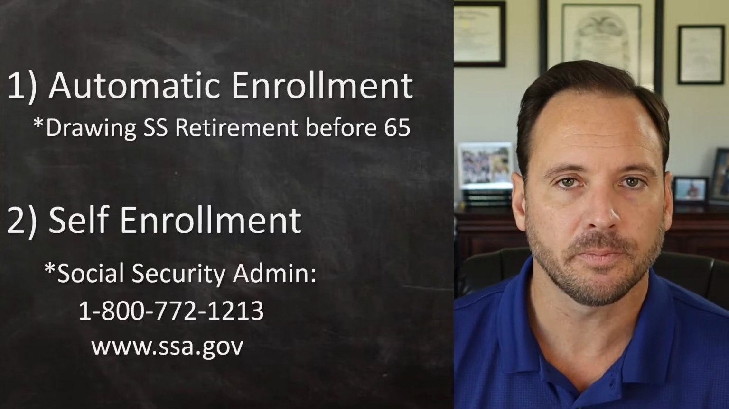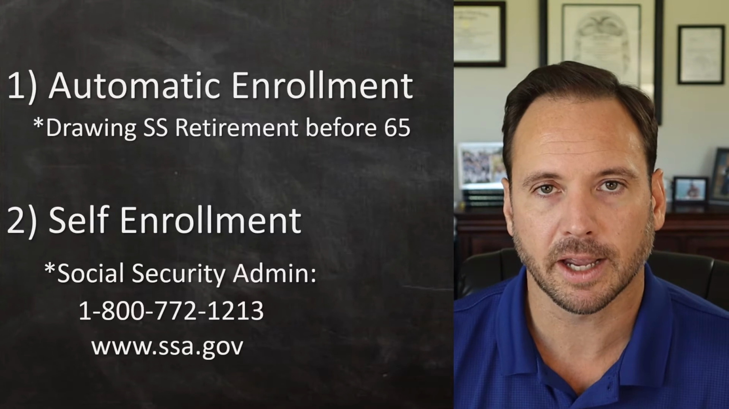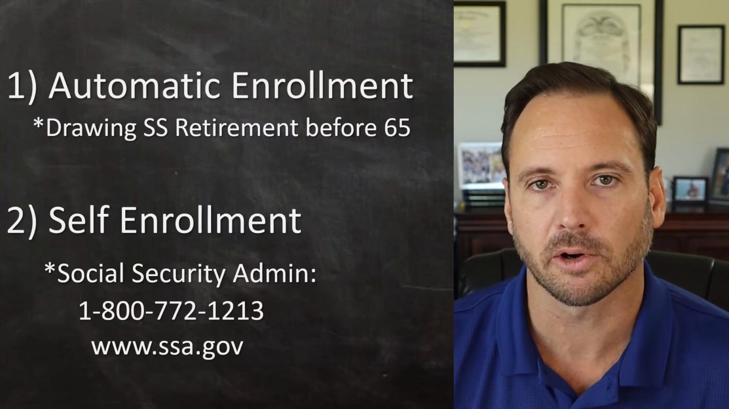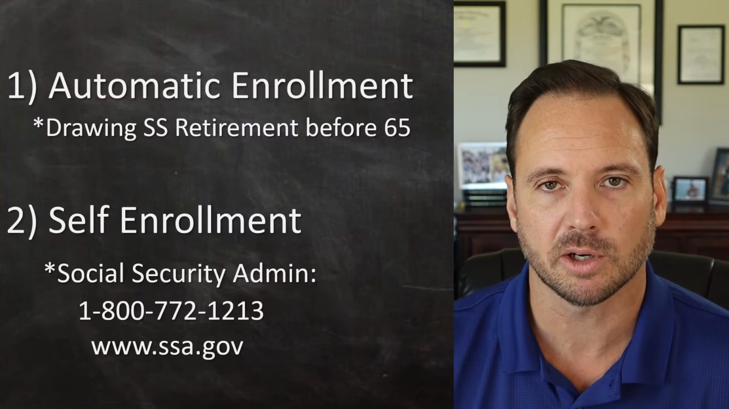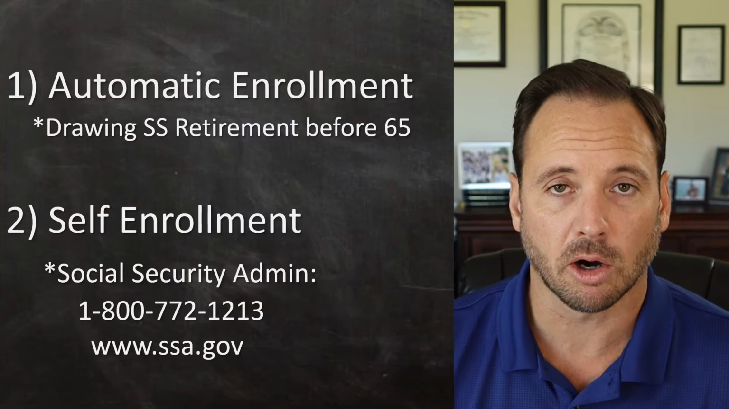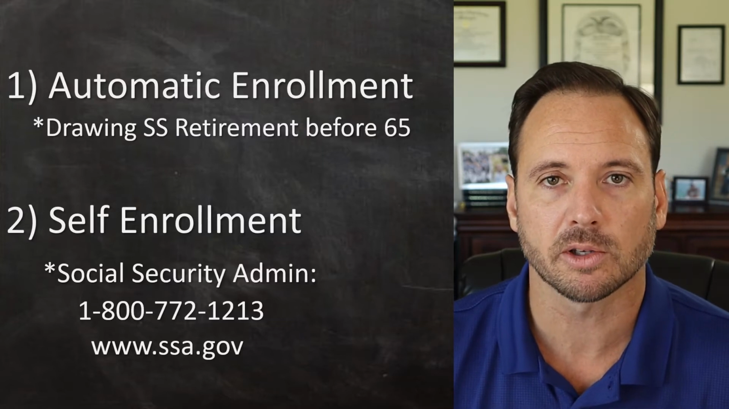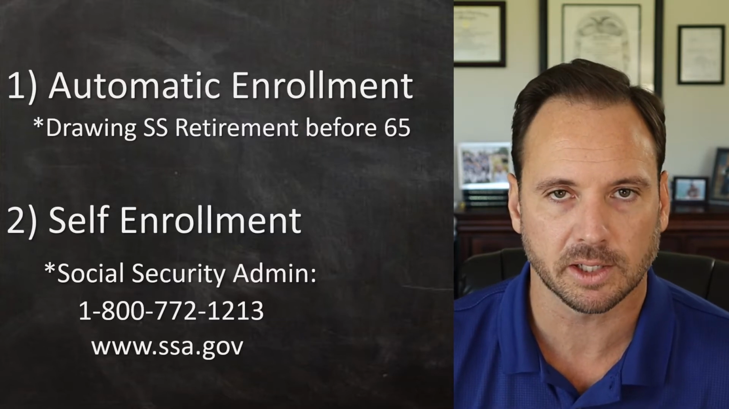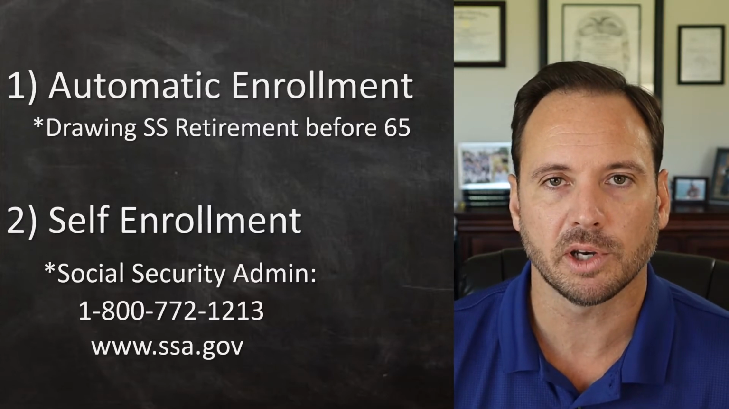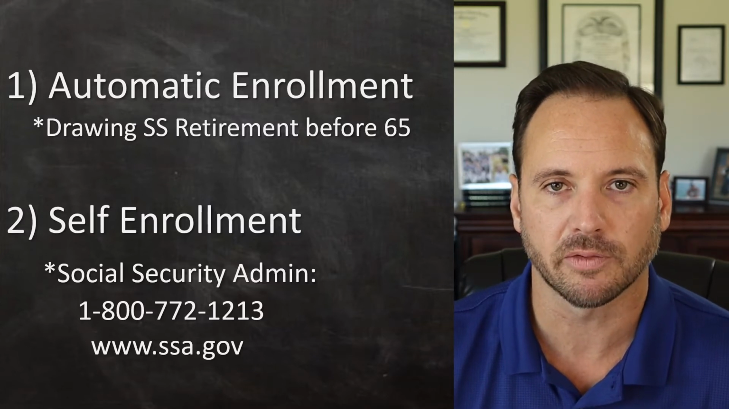Very easy to do. To enroll in Medicare, contact Social Security. You'll go through the Social Security Administration. You can either complete the paper application and return it to your local Social Security office, or you can use the online enrollment platform found on Social Security's website, which is ssa.gov. And I will link on the screen here a video showing you in depth how to enroll yourself in Medicare.